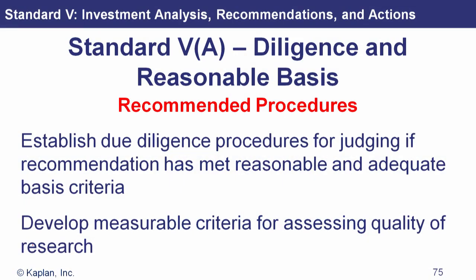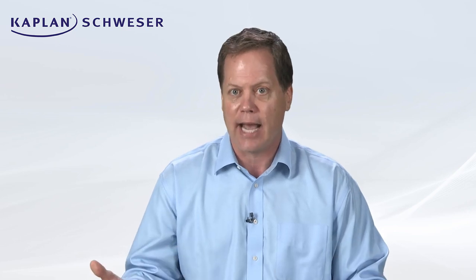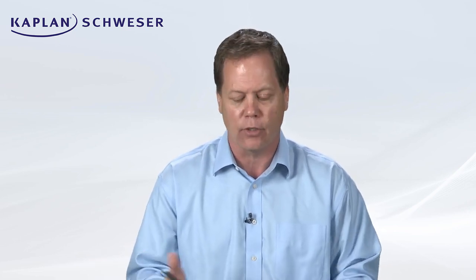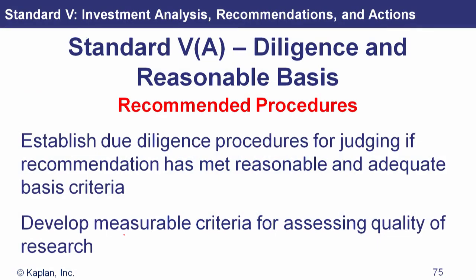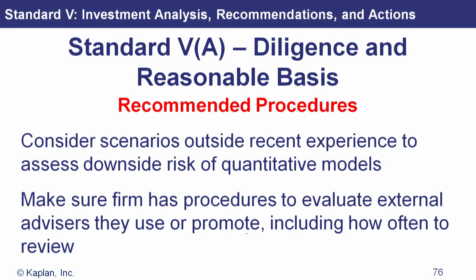And in terms of due diligence procedures, we ought to have some due diligence procedures for judging if a recommendation has met reasonable and adequate basis standards. So there ought to be some measurable criteria for assessing the quality of research: how many years of data it uses, the quality of the data obtained, was it the best data available, all those types of things. There's nothing in the code and standards to tell us how to go about doing this. But we ought to have some way of doing it, and some sort of measurable criteria for saying, yes, this is something that we think has a reasonable and adequate basis.